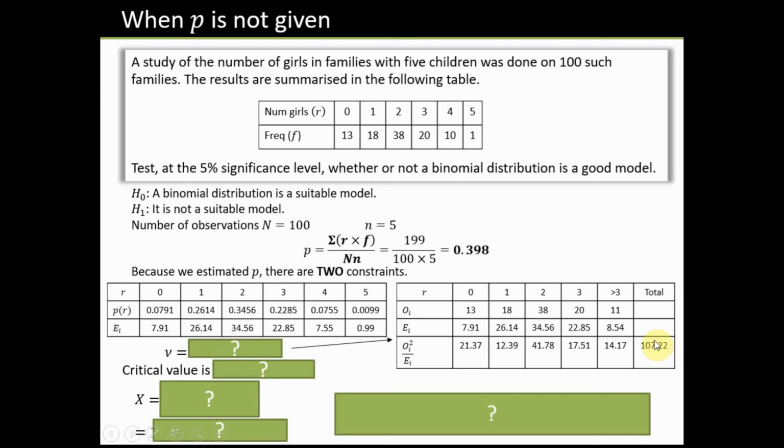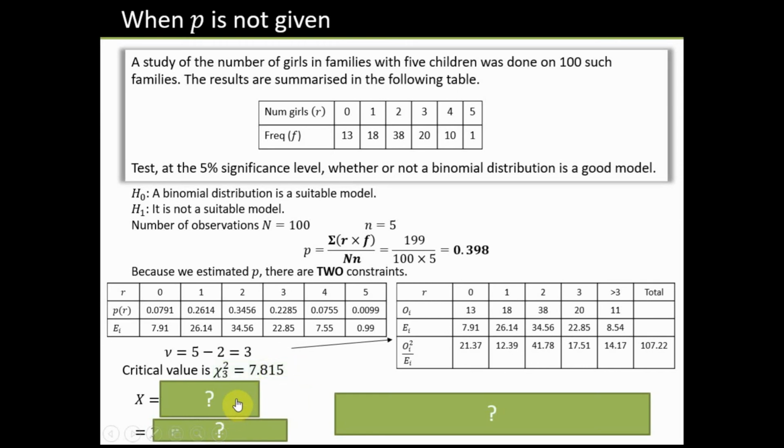And it's the degrees of freedom that we have to be a bit careful with here, because with this table there are 5 columns. One of those would be set in stone, so that takes us to 4 degrees of freedom, but then because we've estimated p, that's an extra constraint. So actually we subtract 2 from our 5 columns, it gives us degrees of freedom 3. Critical value, we can get from the table.